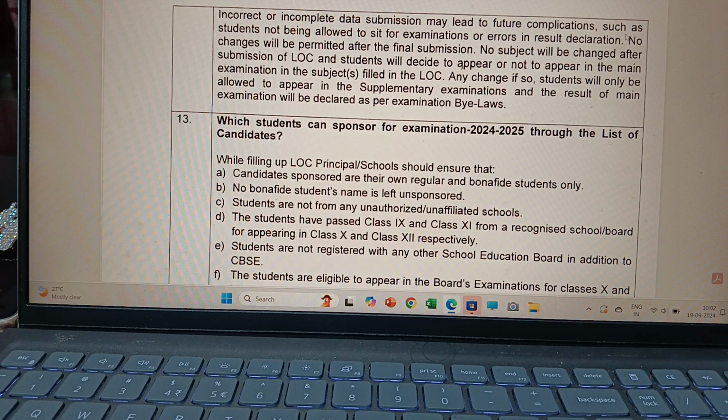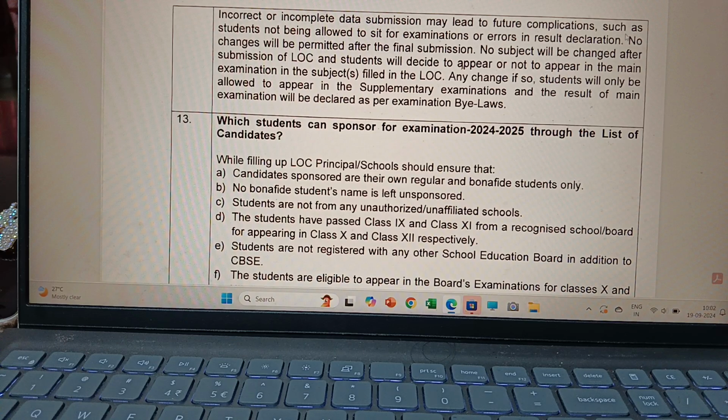Students will decide to appear or not to appear in the main examination in the subjects filled in the LOC. For any change, students will only be allowed to appear in the supplementary examinations, and the result of the main examination will be declared as per examination bylaws.